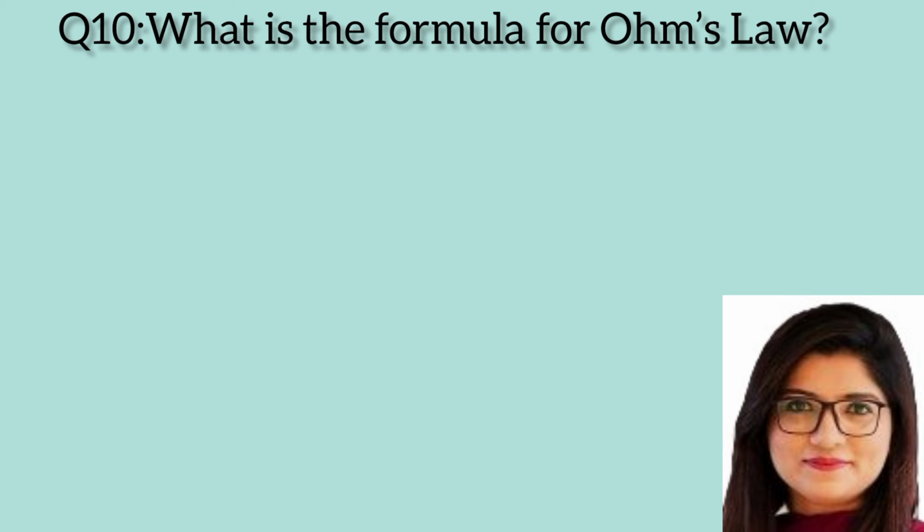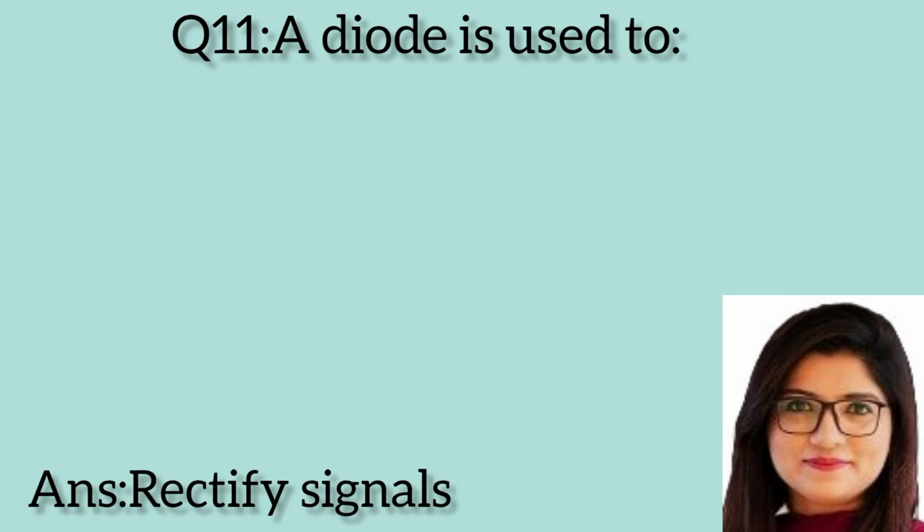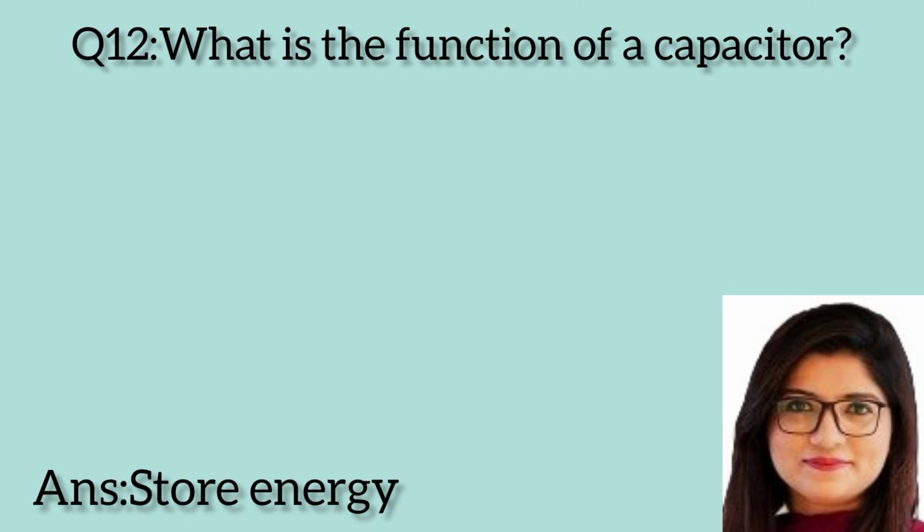Question 10. What is the formula for Ohm's law? Answer: V equals I multiplied by R. Question 11. A diode is used to? Answer: rectify signals. Question 12. What is the function of a capacitor? Answer: store energy.